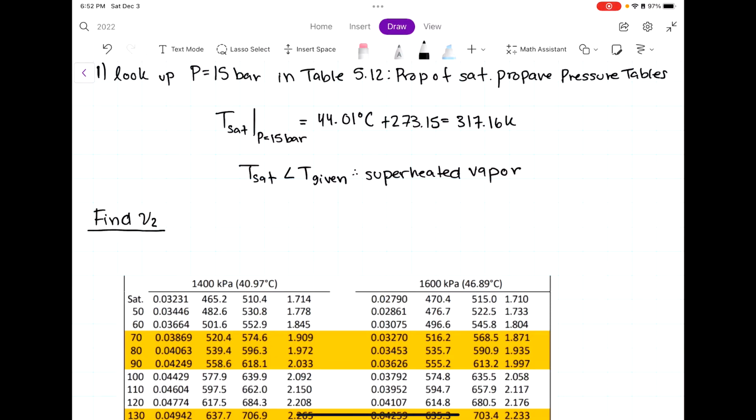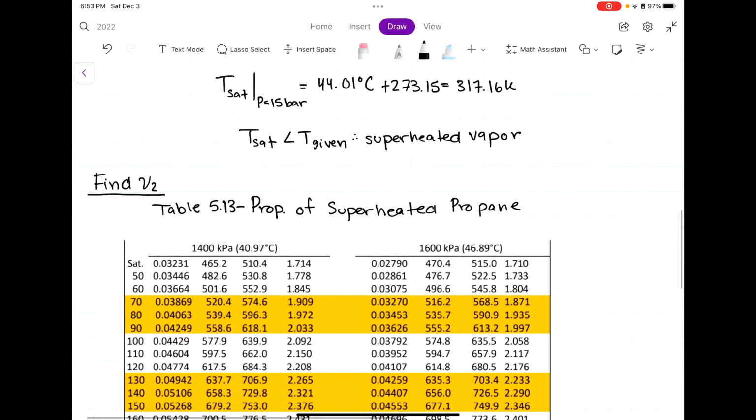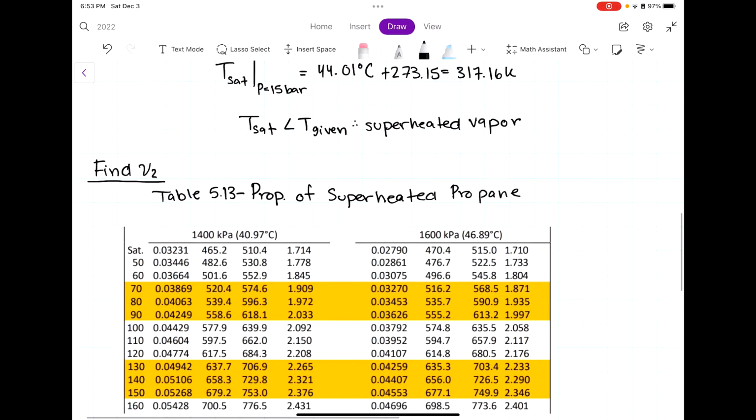And our table that has superheated propane in it is table 5.13, and it's called Properties of Superheated Propane. And to remind ourselves what our temperature given was, it was 400 degrees Kelvin, or 400 Kelvin.